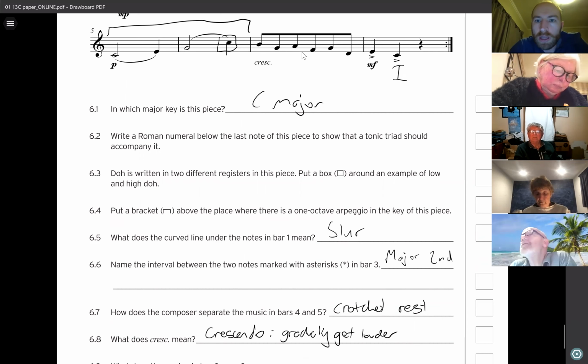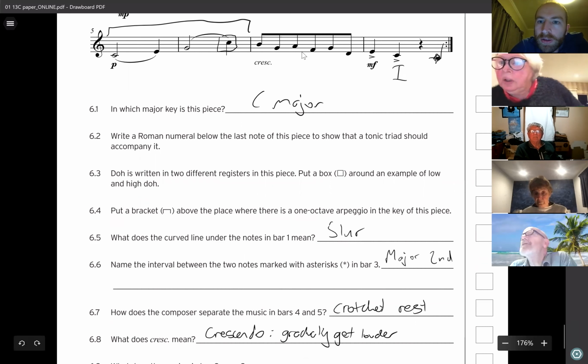Okay, where would you write the dot? You would write it like that. Probably slightly further. So, how do you accent it? It's different, whichever way you like. No, it just means you play it louder. Play it louder. Yes.